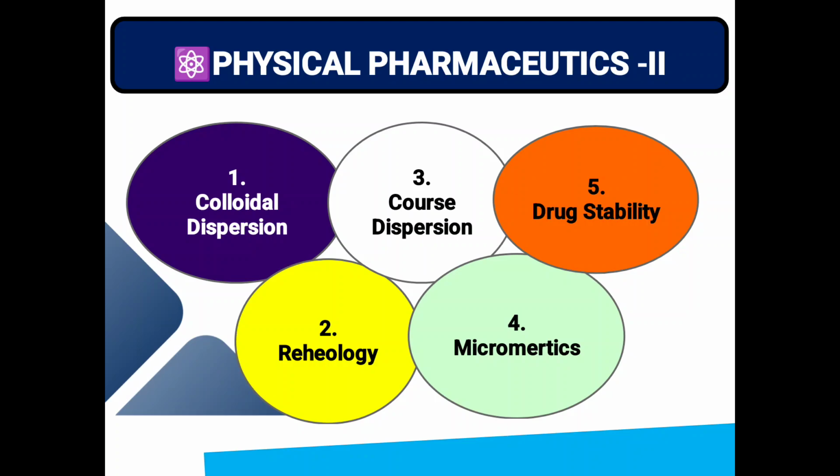Examples of coarse dispersion are suspension and emulsion. Rheology is a branch of science that deals with the study of flow of liquid and deformation of solid. Micromeritics deals with smaller particle size. Smaller the particle size, greater the surface area and greater the pharmacological action. Drug stability depends upon the stability of the dosage form: physical, chemical, microbiological and therapeutic. If a dosage form fulfills these criteria, the drug dosage form will be stable. We will learn these five chapters one by one.